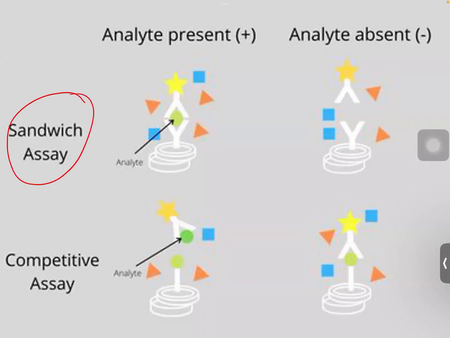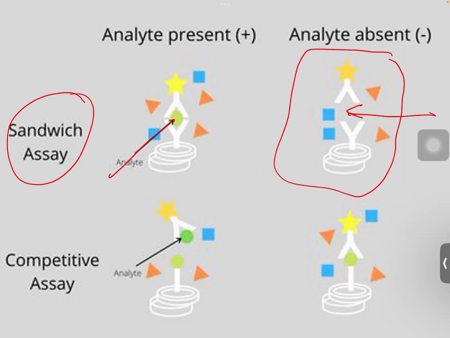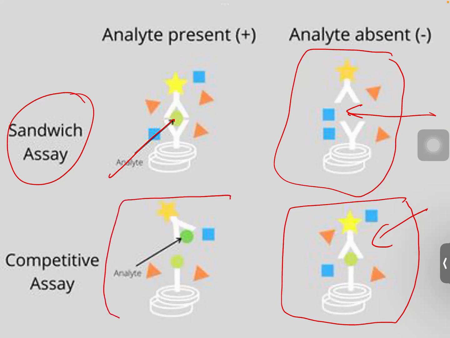For the sandwich assay, it's quite straightforward. This is the analyte or the antigen that you wish to detect. If it is there, then you get the positive test line. If it is not there, you are not going to get the test line. But for the competitive assay, if the analyte is absent, you are still going to get a line, and the line is even more intense. Whereas when you have a positive analyte in the sample, you have a line, but the test line is even less intense compared to the negative sample. So you can see this is the competitive assay versus the sandwich assay.